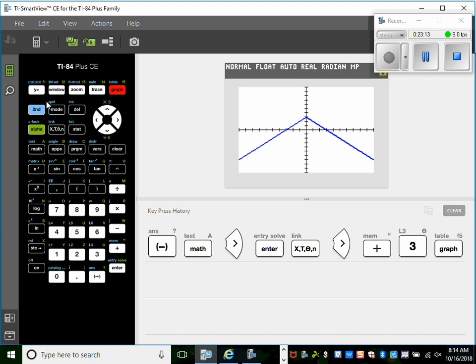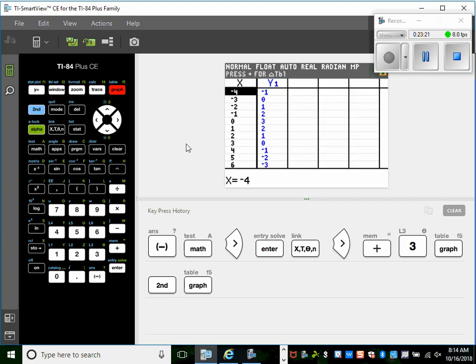So now you can go to the table. How do we get to the table again? Second graph. All right, second graph takes us to the table. And now, remember I told you the standard points were -2, -1, 0, 1, 2. Try to use those. And if you want to use more, okay, I'm just saying there should at least be 5, but if you want to do more, that's fine.